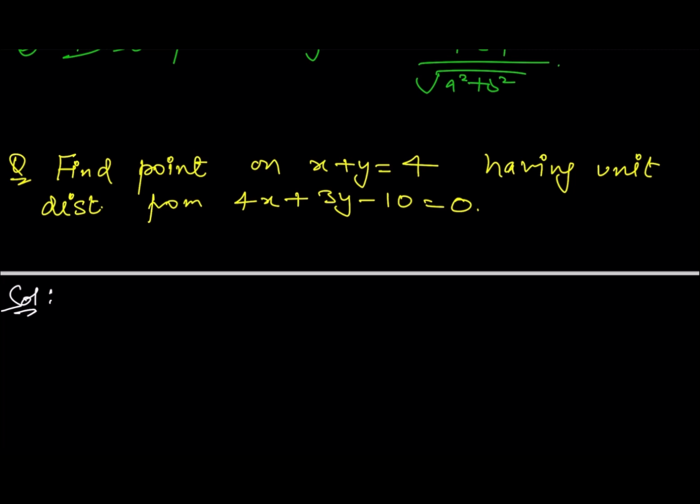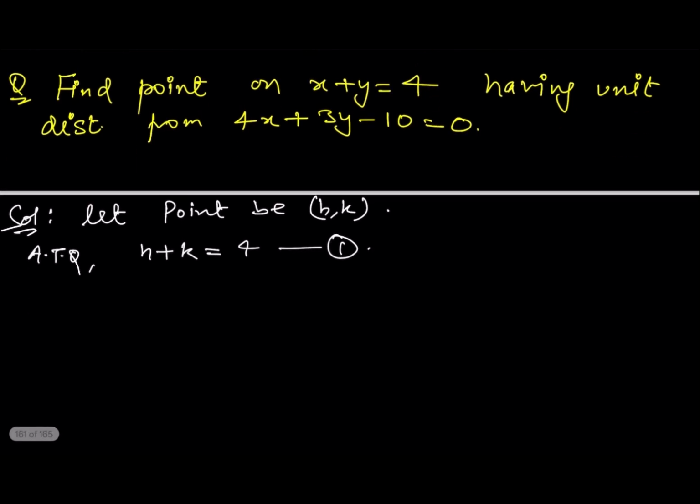We have to find a point on x plus y is equal to 4, and from that point the distance of 4x plus 3y minus 10 is equal to 0 is 1 unit. So let's say the point is B (h, k). According to the question, if the point is lying on x plus y is equal to 4, it means h plus k is equal to 4. Equation 1.